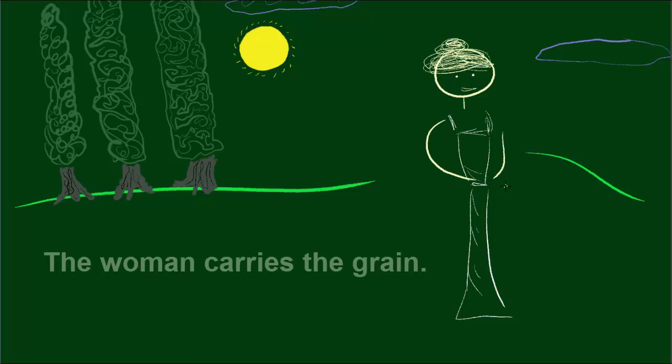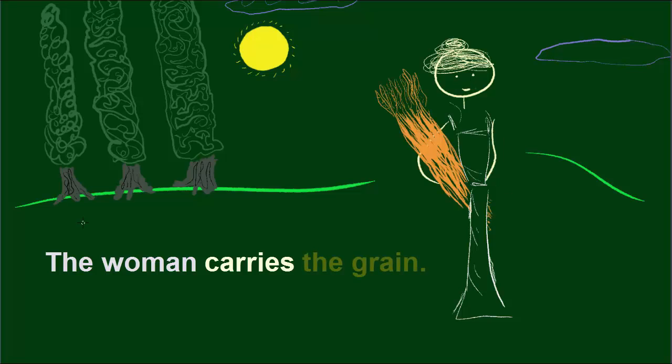Okay, now let's look at another sentence. The woman carries the grain. The verb is carries, but this verb by itself presents us with a couple of questions. First of all, who is doing the carrying? Remember, that's the subject of the sentence. So who is it? That's right, the woman is doing the carrying, so the woman is the subject of the sentence. Next question. What is being carried?